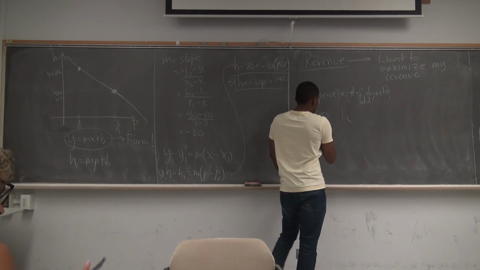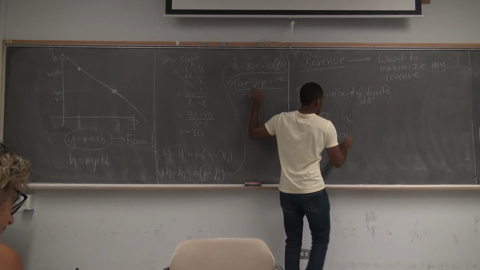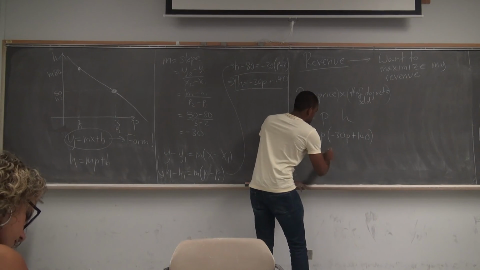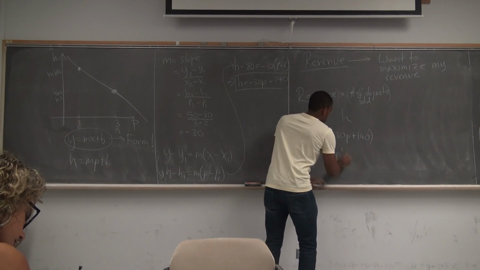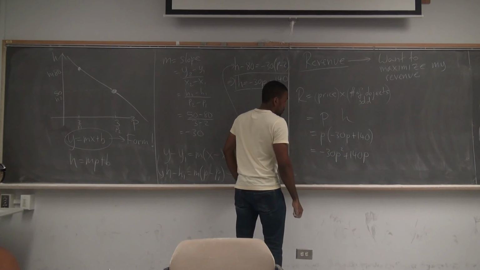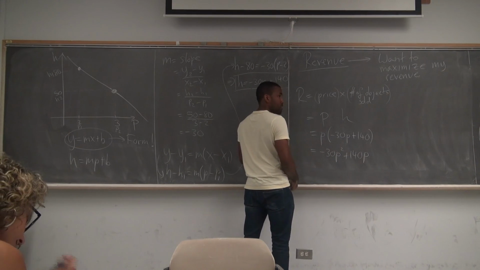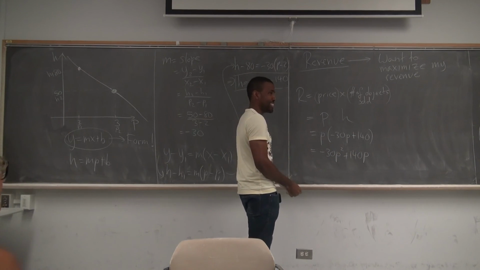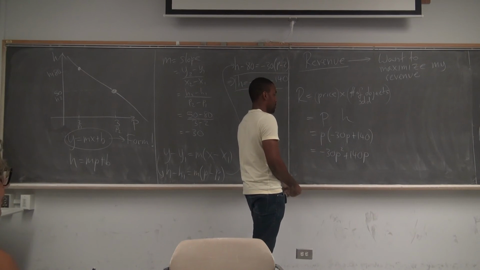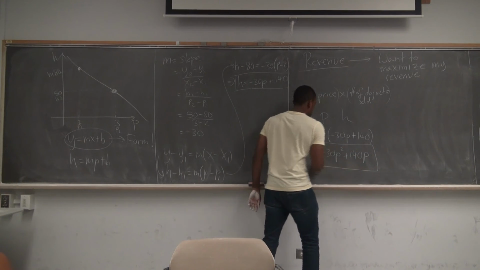So I can do here, this is P times my H, which is actually this guy right here, which gives minus 30P squared plus 140P. How does he get this? P times P. Yeah, I expanded the brackets. Algebra. So this is my function for revenue. Revenue is equal to this function.